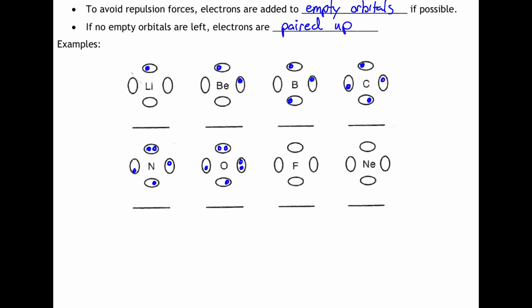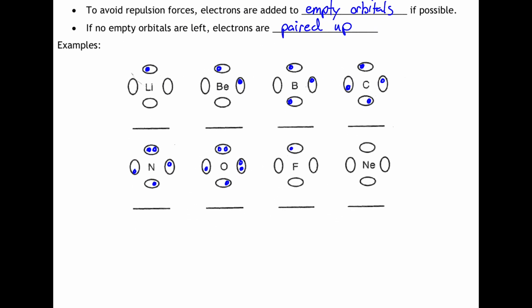Back to the part where we see. We're going to go dot there, dot there. We're going to do it in the right order, and then start pairing up, start pairing up, start pairing up. So fluorine has 3 pairs and 1 single. Neon has 8 electrons in this row, so it's just going to be all full, all the way around.